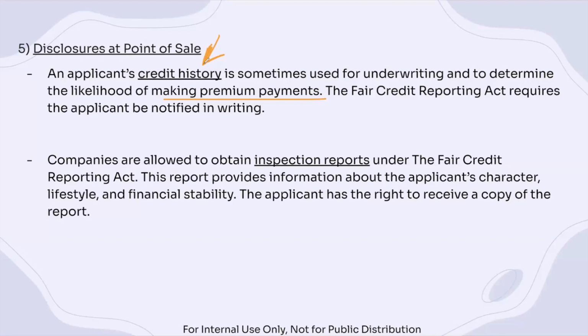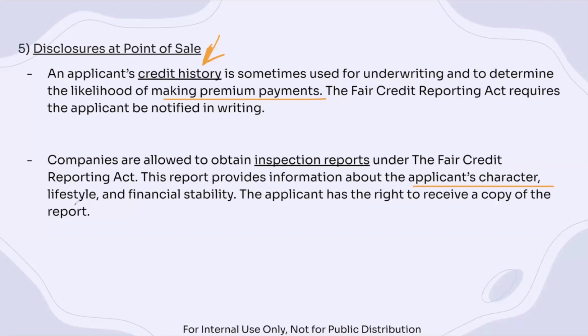And the insurance company's consideration is that they will pay death benefits or claim benefits in the event of a death or a health occurrence. Now, second is, as I mentioned, inspection reports. So what are inspection reports? Well, this is a report about the applicant's character, lifestyle, and financial stability.